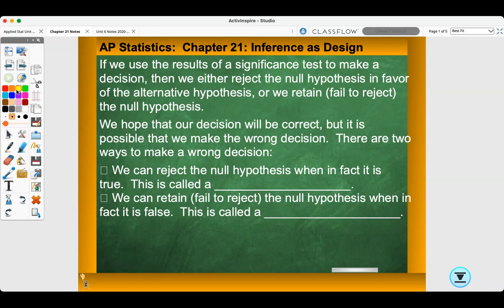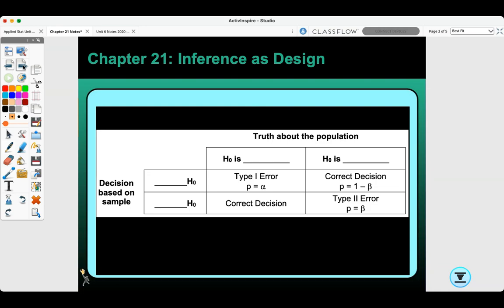We can reject the null hypothesis when, in fact, it is true. We call this type 1 error. And we can fail to reject the null hypothesis when in fact it's false. And we call this type 2 error. So we're going to go through and discuss how you would find type 1 and type 2 error.